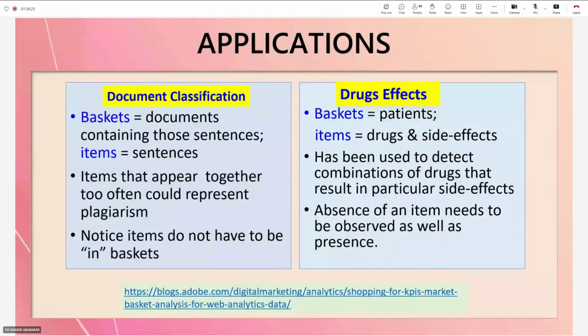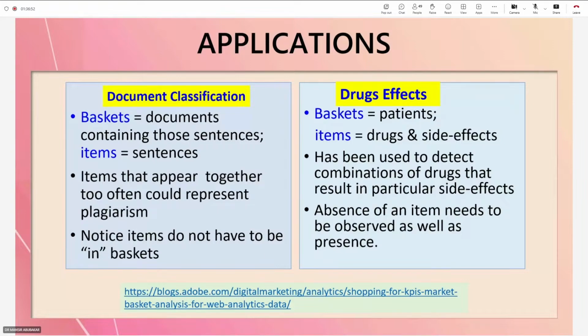So we apply this method for basket analysis, or notice items do not have to be in a basket, or some items that are not supposed to be in this document. And then it can also be used in drug effect analysis. Here the basket may contain patients, and the items may contain drugs and their side effects, because items are simply the data values that we have in each item.